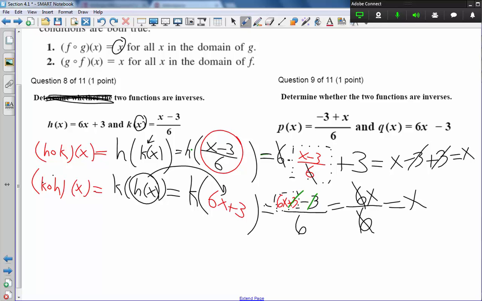All right. Do this one and tell me the result. Part B, or not question 9.